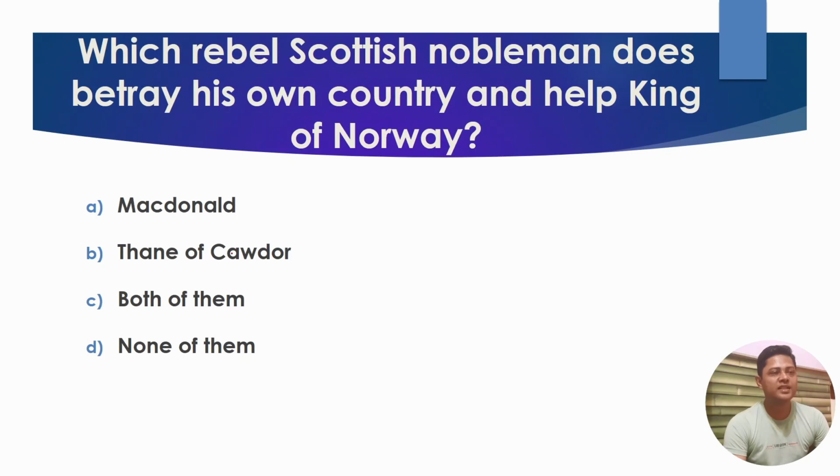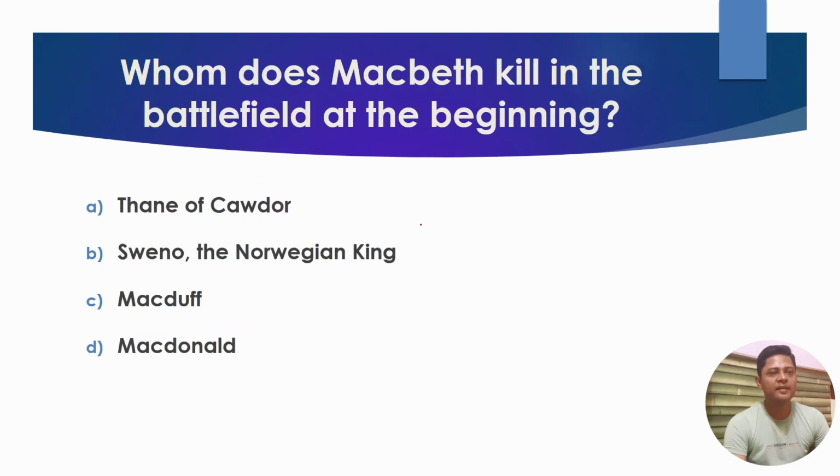The next question is, which rebel Scottish nobleman does betray his own country and help King of Norway? So these are your options: MacDonald, Thane of Cawdor, both of them, none of them. So the correct answer is option C, because both MacDonald and Thane of Cawdor betrayed King Duncan and helped King of Norway.